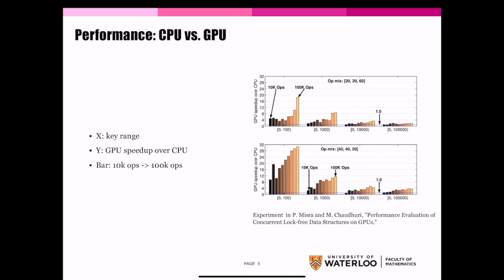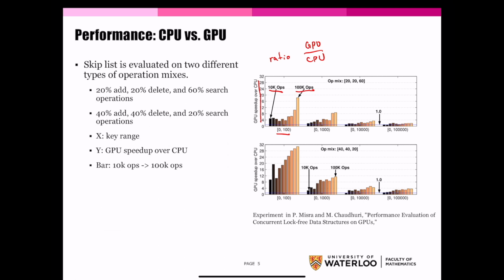Let's compare the performance between CPU and GPU. The x-axis represents the key range, like from 0 to 100, from 0 to 1000. The y-axis represents the GPU speedup over CPU. So it's a ratio, GPU over CPU. And each bar represents the number of operations, from 10K operations to 100K operations.